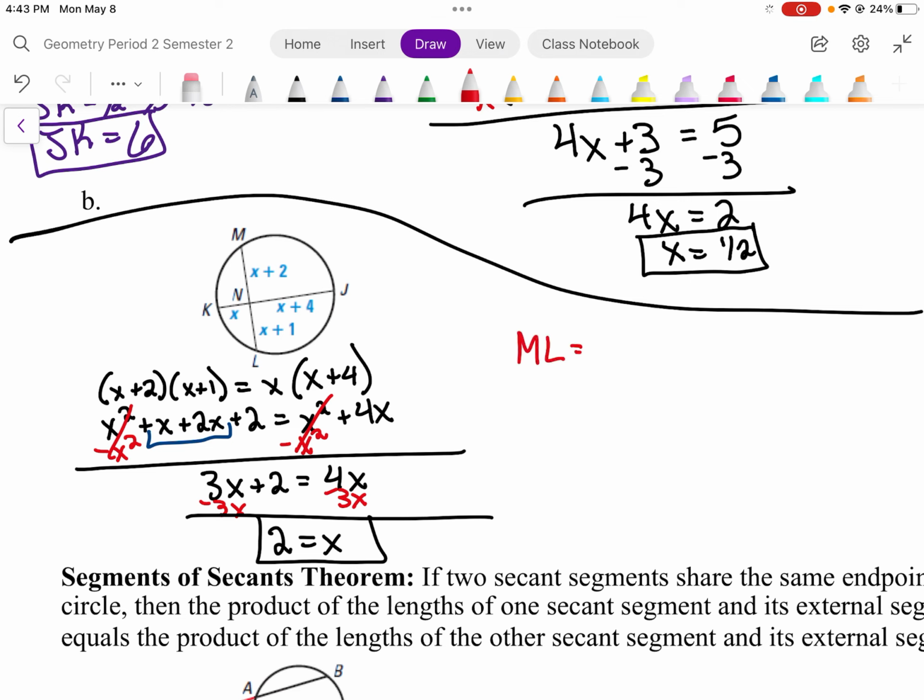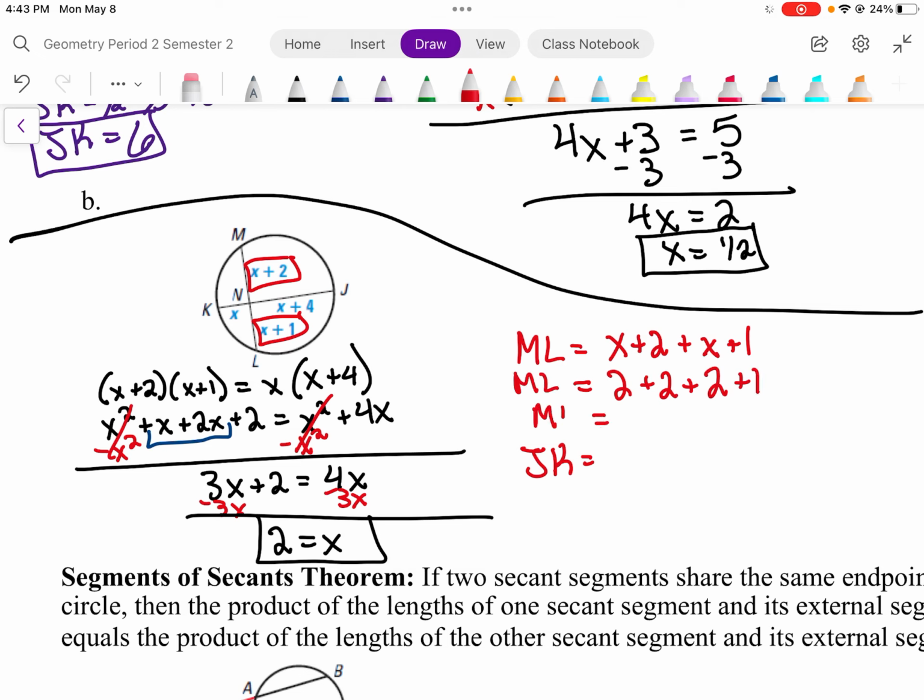And don't forget, once we have that, we need to answer the question, and they want the length of ML and JK. So ML had two parts where we had x plus 2 and x plus 1. So we're going to add them all together. And all of the x's get replaced with a 2. So we're going to have 2, 4, 6, 7 for our final answer of ML. Then for JK, we have x and x plus 4.